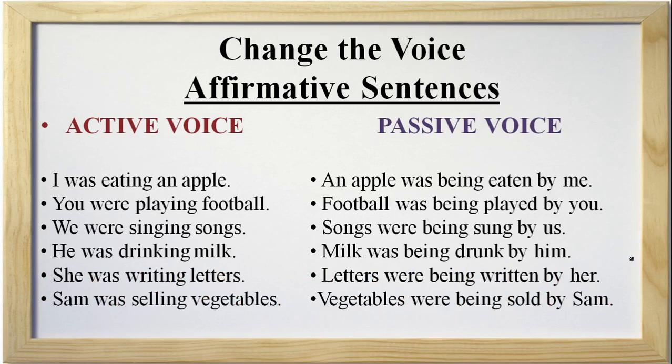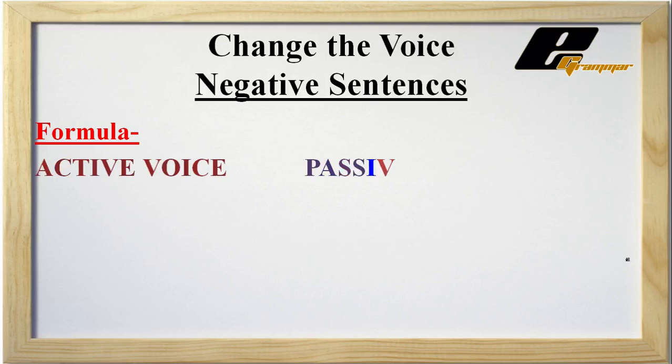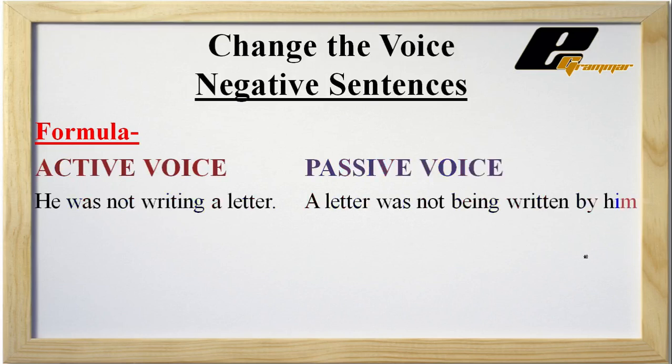Understood? Now let us move to the next part, that is negative sentence in past continuous tense. Now let me write the formula first. Sorry, let me construct the sentence first. In active voice we write negative sentence like this: he was not writing a letter.